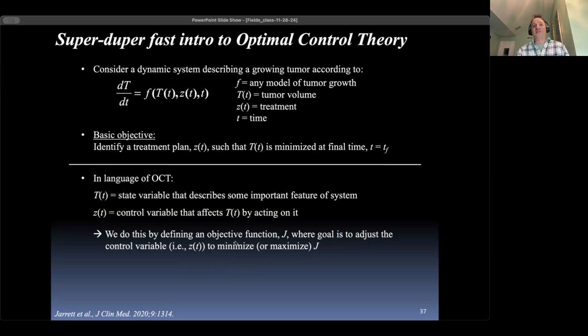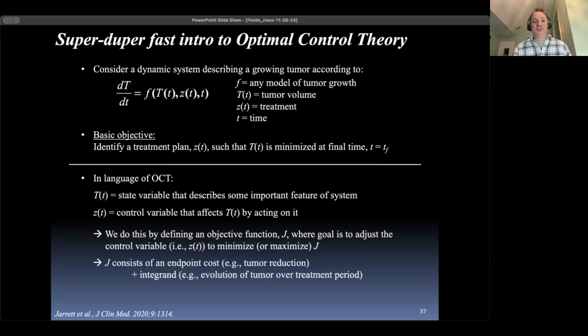We are going to describe some cost function, some objective function, and we're going to adjust the Z, the Z of t, that is analogous to the parameters in the description I just gave of fitting a curve to data. We're going to adjust the Z to minimize that J in the same way that you adjust the parameters to fit your model to your data.